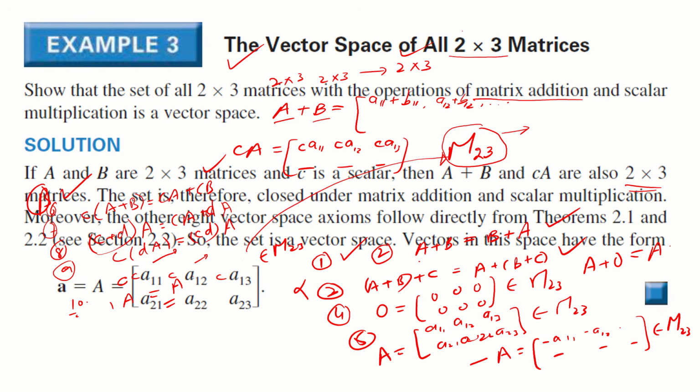Therefore, this set of matrices of this order is forming a vector space.